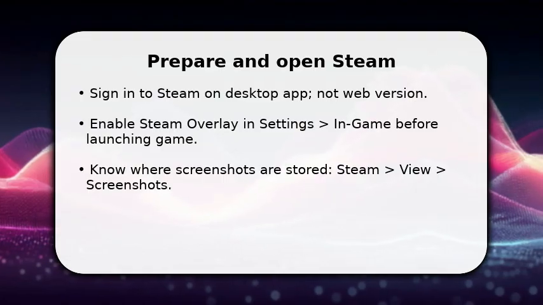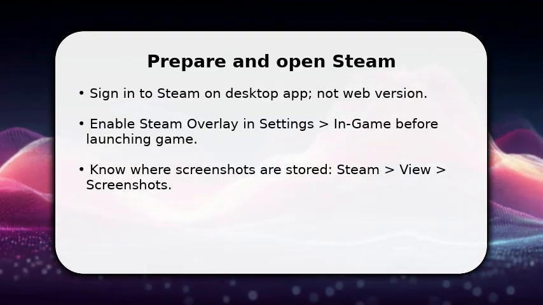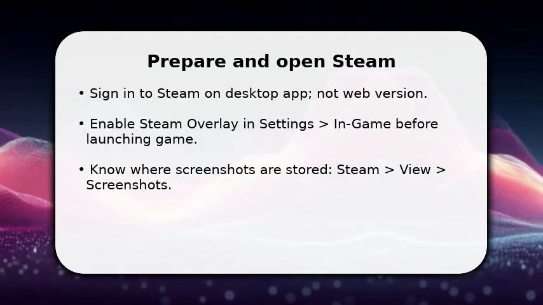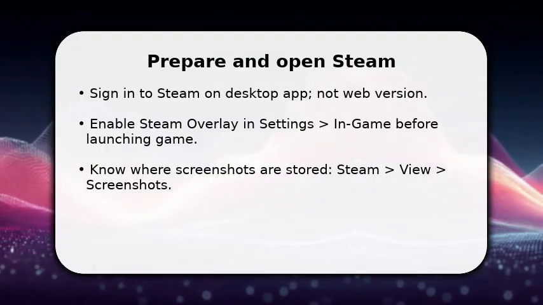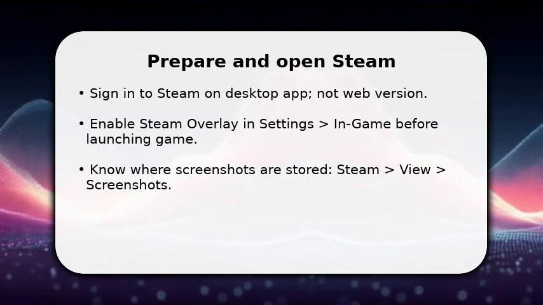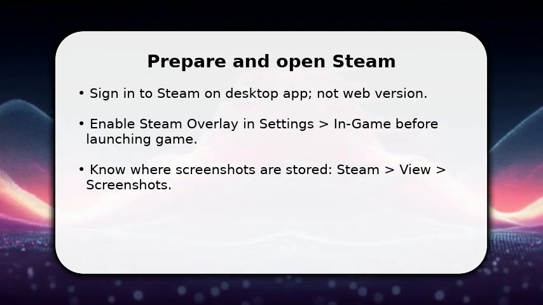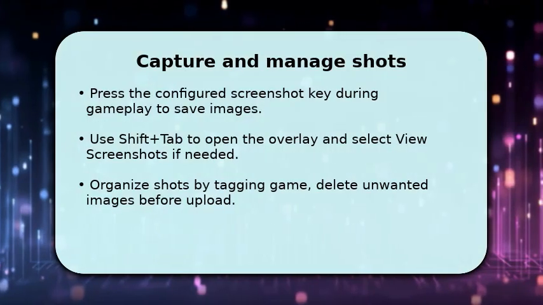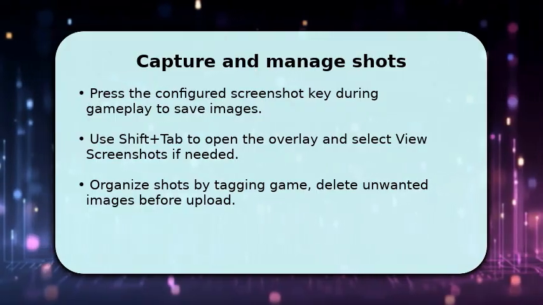You're doing this because the overlay coordinates captures with Steam's uploader. Make sure the overlay indicator appears in the upper left when pressing the key so you know the shot registered. Once the overlay is active, press your screenshot key while playing to save the image to Steam's local folder. You'll see an on-screen confirmation.